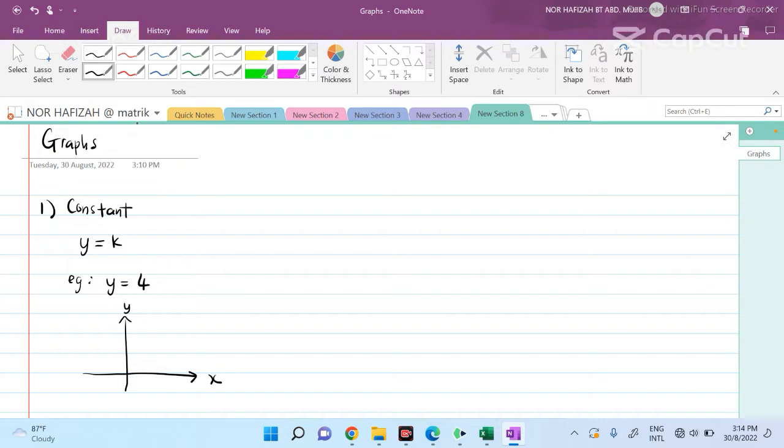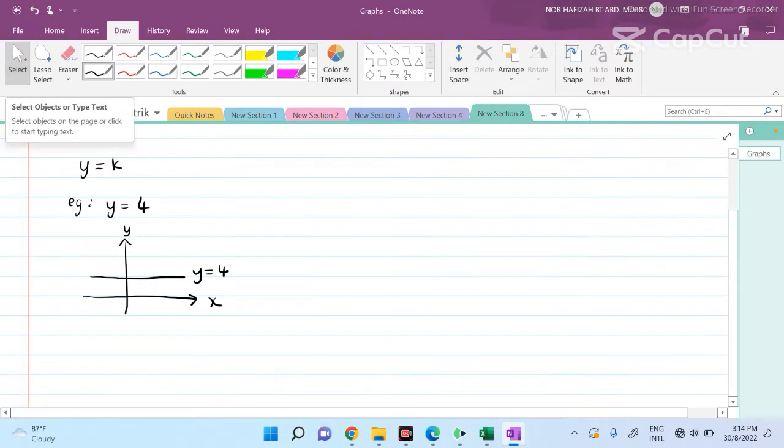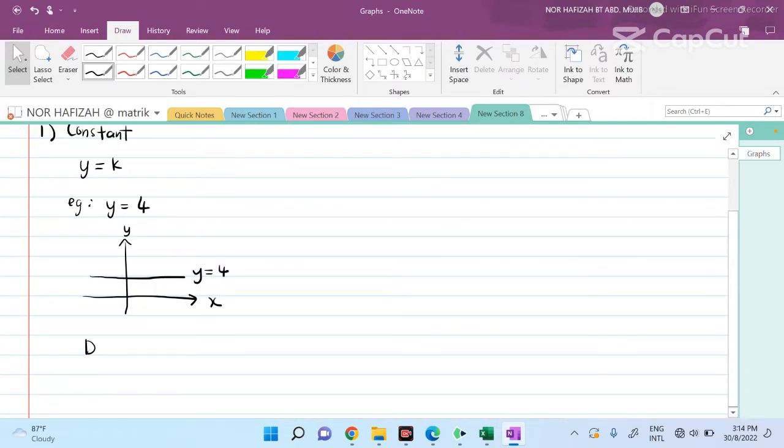So y equals 4 will be above the x axis. Then we straight away write the domain. Domain is the x values, from left to right. So that will be here. Left, right.